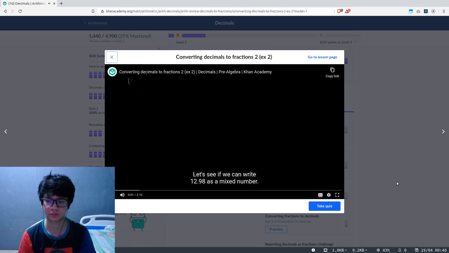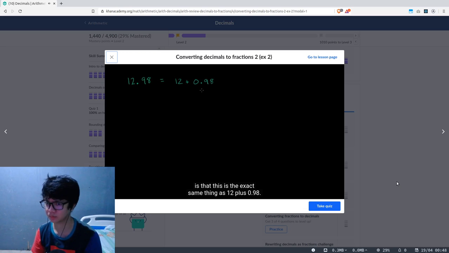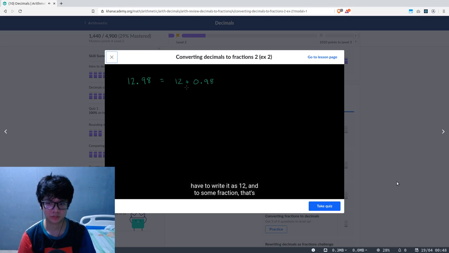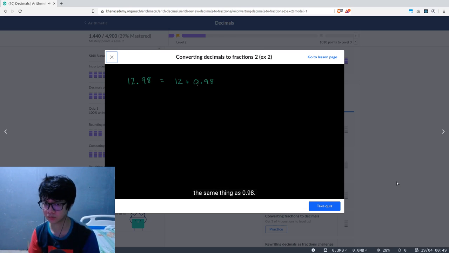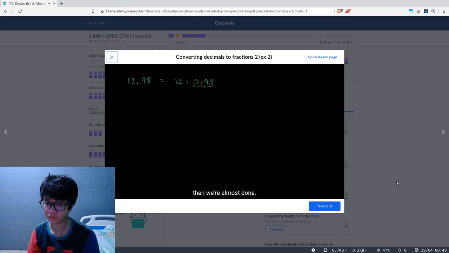Let's see if we can write 12.98 as a mixed number. So the first thing you might want to realize here is that this is the exact same thing as 12 plus 0.98. And this simplifies it, because then we just have to write it as 12 and some fraction that's the same thing as 0.98. So if we can write 0.98 as a fraction, then we're almost done. So let's see if we can do that.